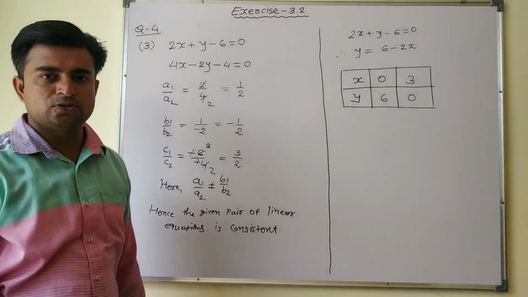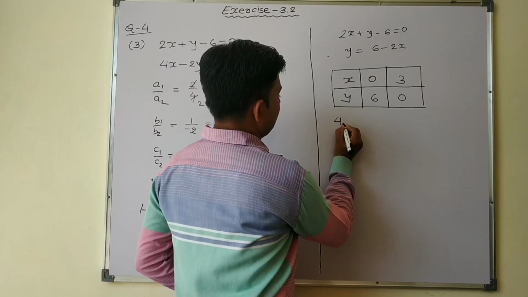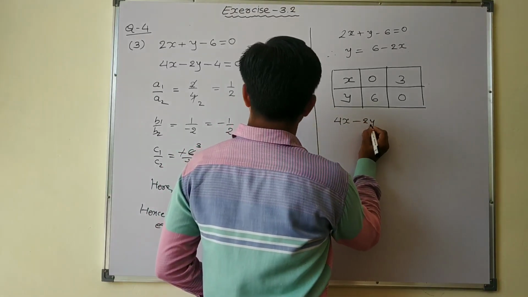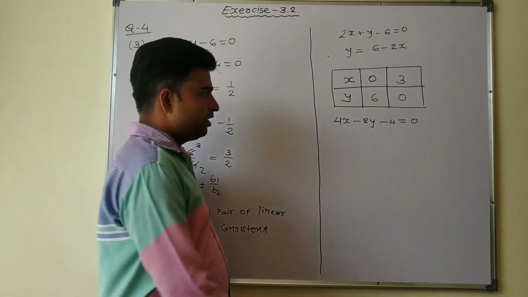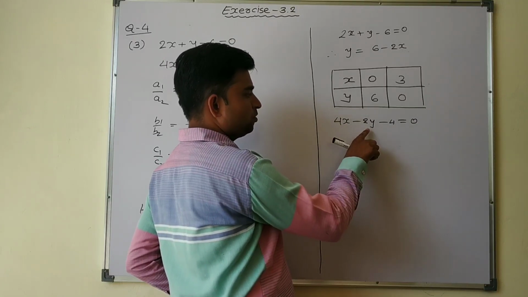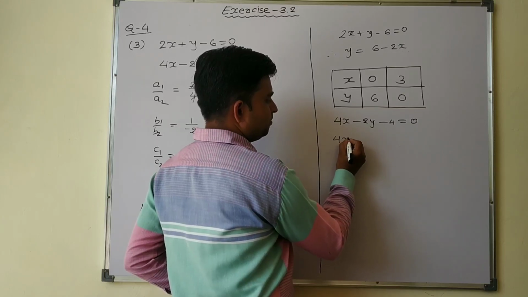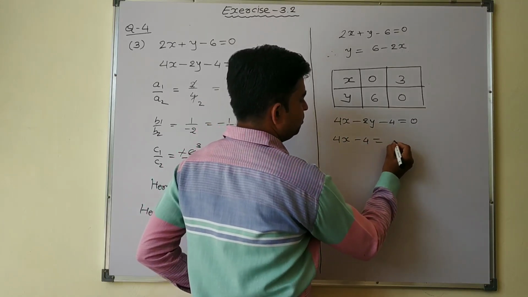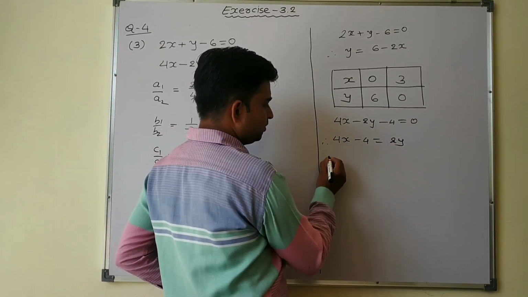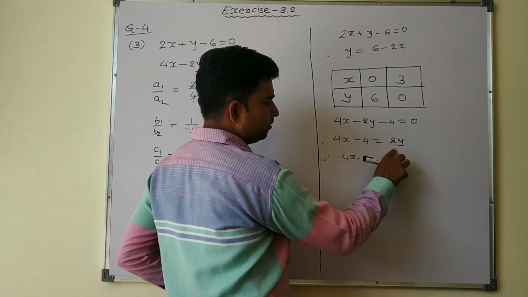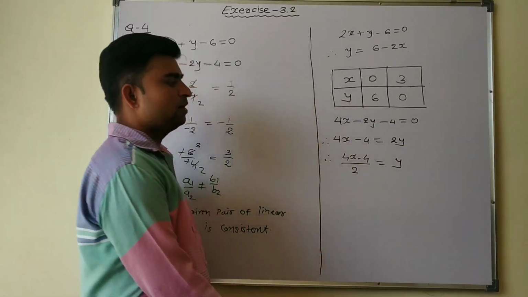So that is the first solution table. Now the second equation, 4x minus 2y minus 4 is equal to 0. Now we convert into y form. Here minus 2y is a negative term, so we take this to the right side. So 4x minus 4 is equal to 2y. So 2y becomes positive. Now 4x minus 4, 2 goes into division, so upon 2 is equal to y. So this is the y form.